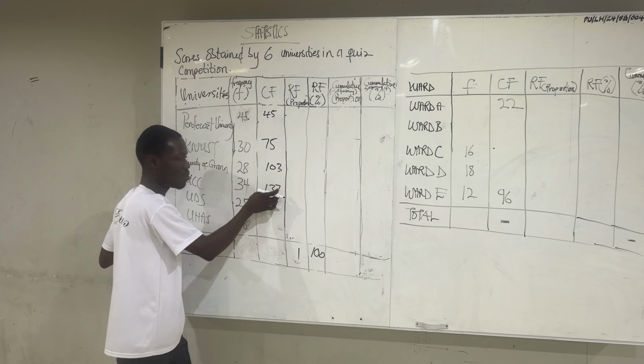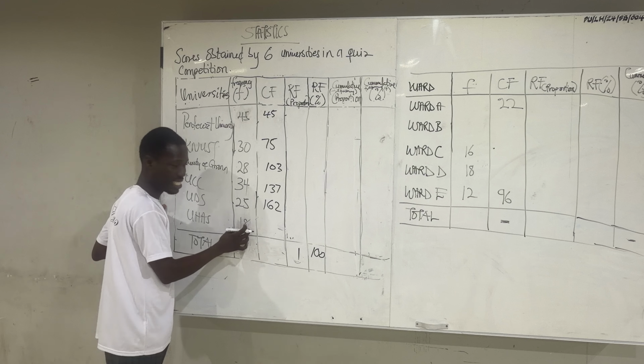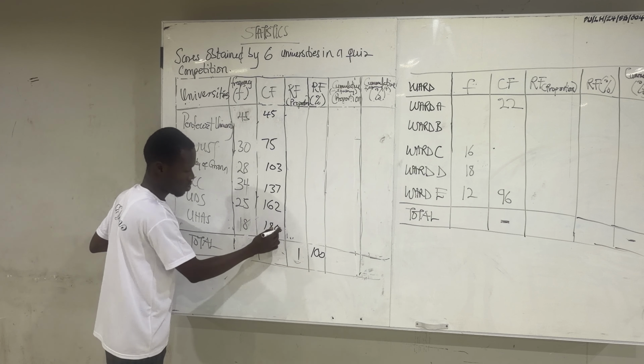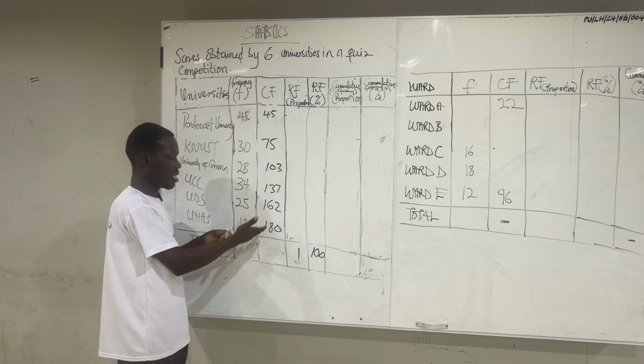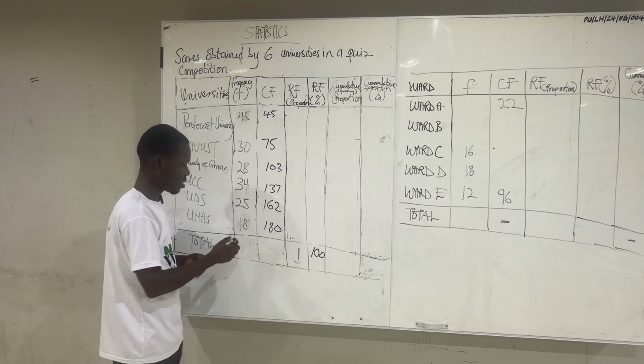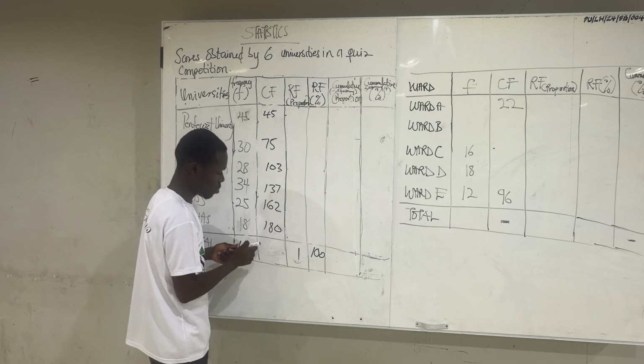Okay, now the last one, so the cumulative frequency for U will be 162 plus 18, and that's going to give us 180. So automatically, once we get our 180 here, it means that the total frequency is also 180. If you are in doubt, you can add everything together and you will still get the same 180. Okay, so we will not have any total here. You can say dash.